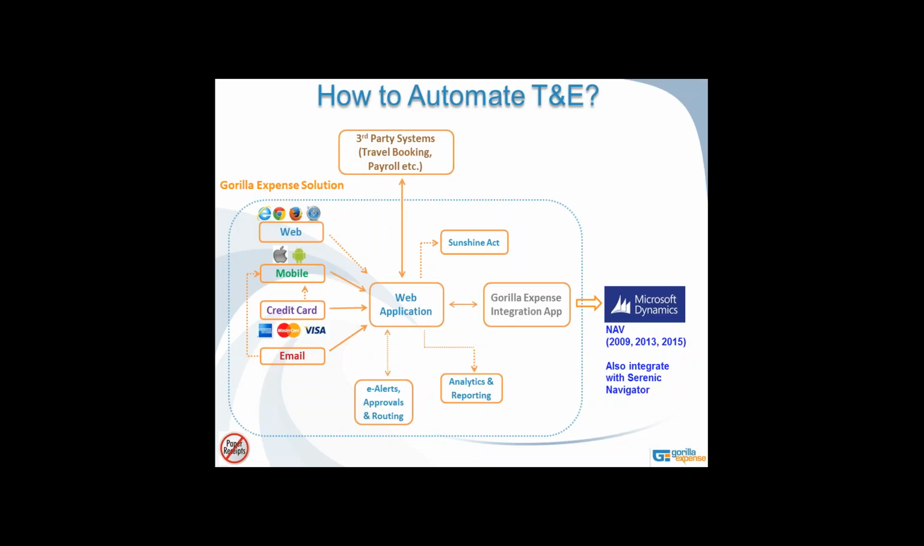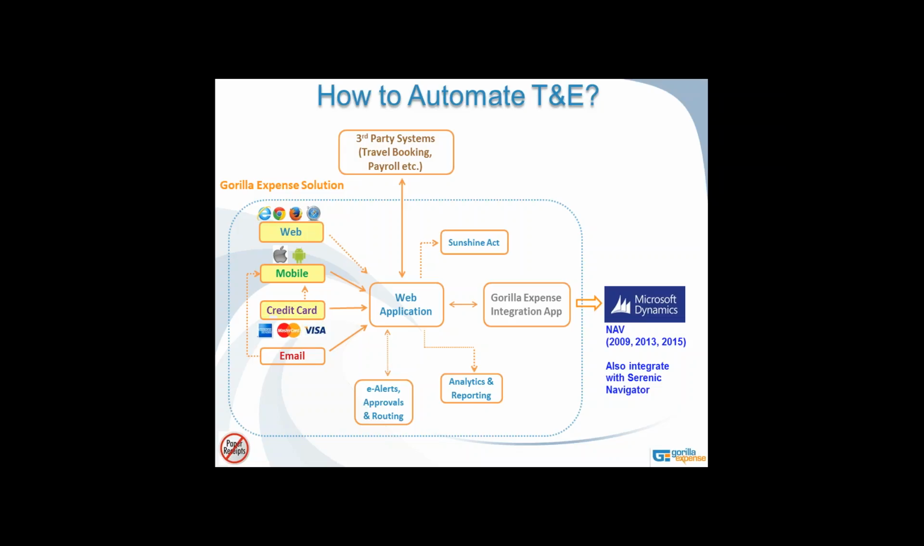So the diagram that I'm showing you is kind of end-to-end automation with our system. Within the dotted box is our expense solution. Travelers can submit expenses on the web. We support multiple browsers. They can submit expenses from their mobile smartphones. We work with iPhones, iPads, Android phones.